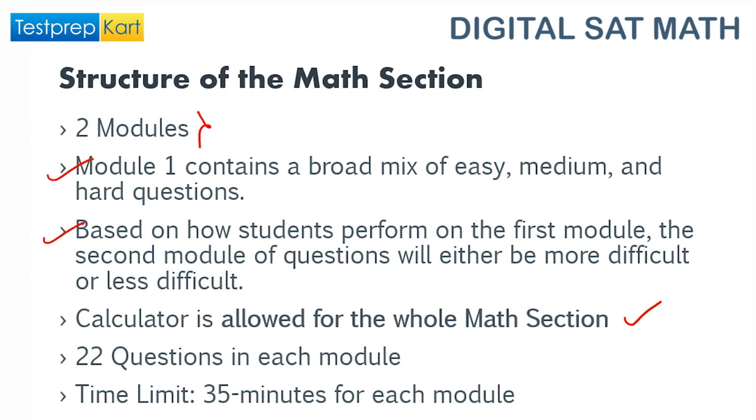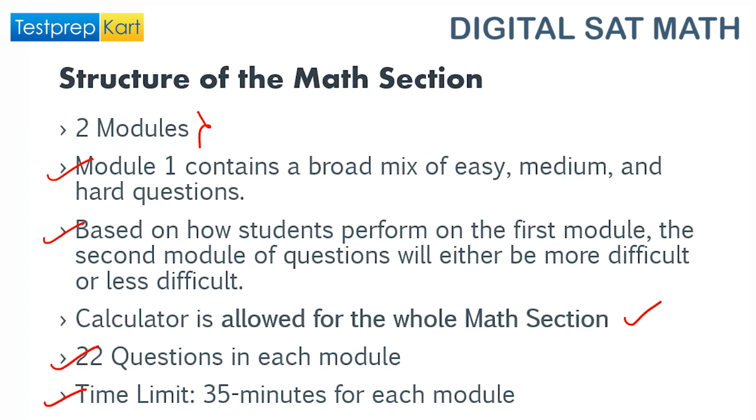In module 1 you'll get a broad mix of easy, medium and hard questions. But based on however you have performed in module 1, you will get the questions in the second module. If you have performed really well, then you will get difficult questions. If you have not performed that well, you will get less difficult questions. So we should not think, okay, I'll perform badly in module 1 so that I can get less difficult questions. No, it is automatically going to hinder your performance. So try to perform as well as possible in module 1 only, so that you get more questions. It will be based on what you have done, at that level only. Don't think that you'll get extra difficult questions. No, it is not going to be like that, as per my understanding.